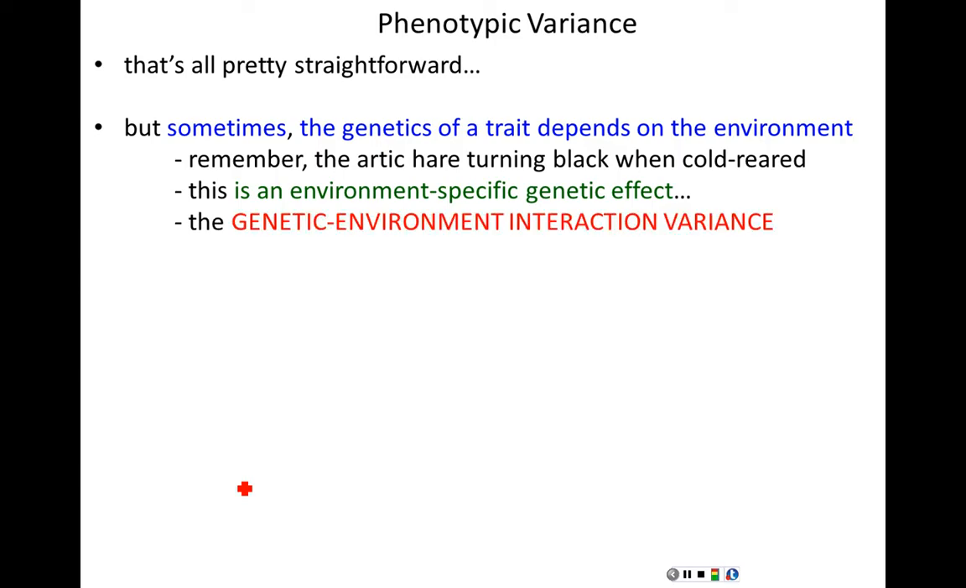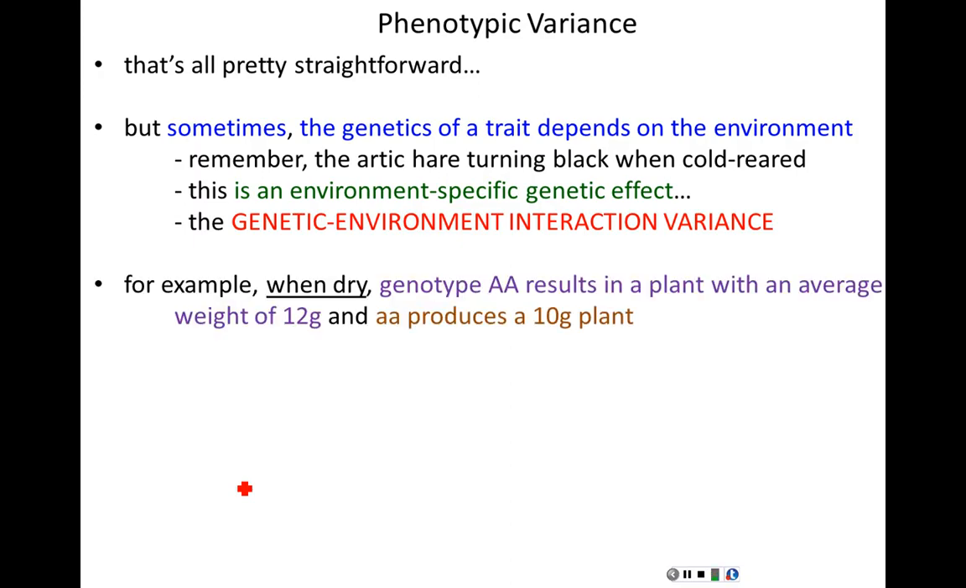We call this genetic environment interaction variance. This is the amount of phenotypic variance that's due to an interplay of certain genes and the environment. Not completely environmental, because it's genetically based. Not completely genetic, because the environment serves as a trigger. So it's genetic environment interaction variance.